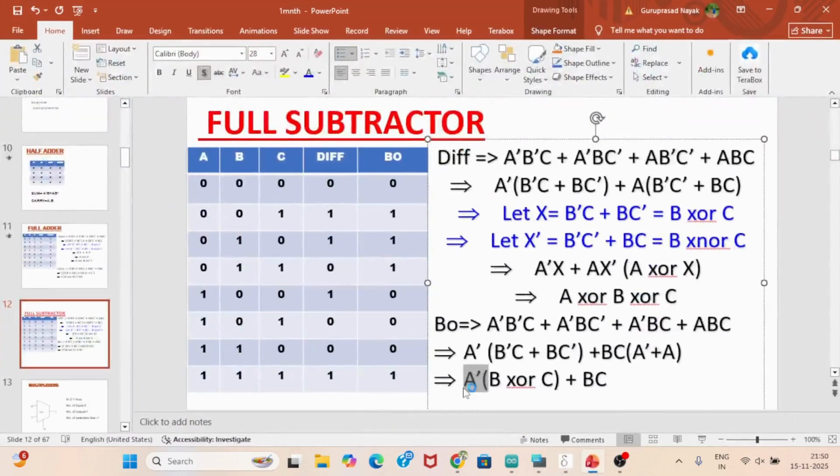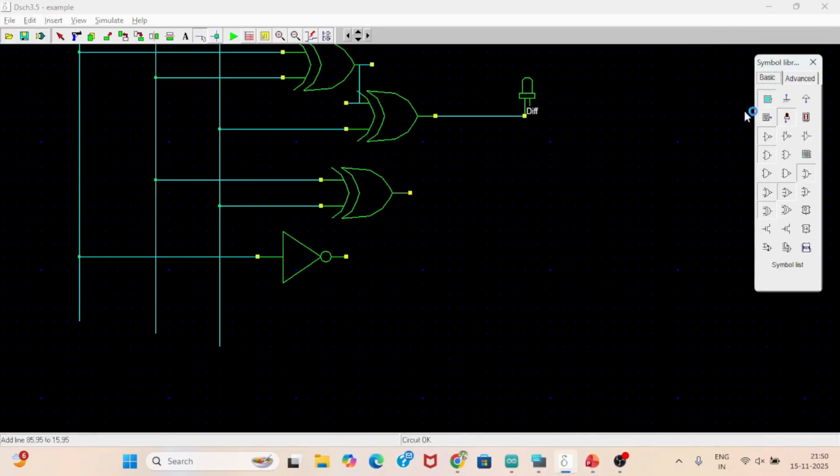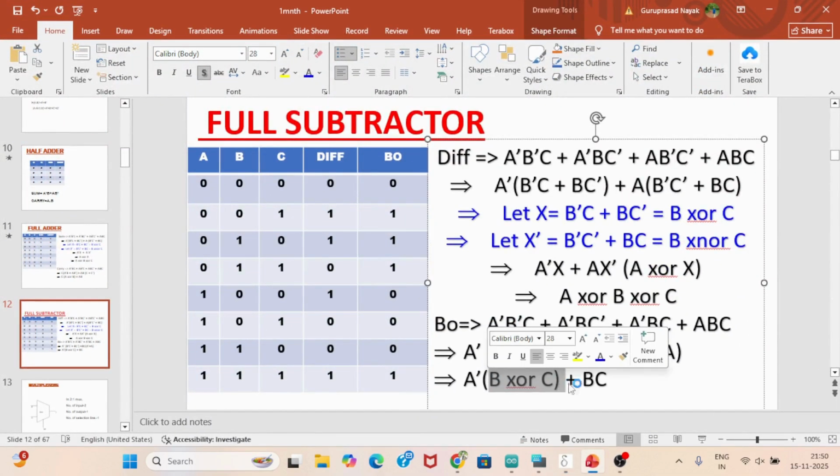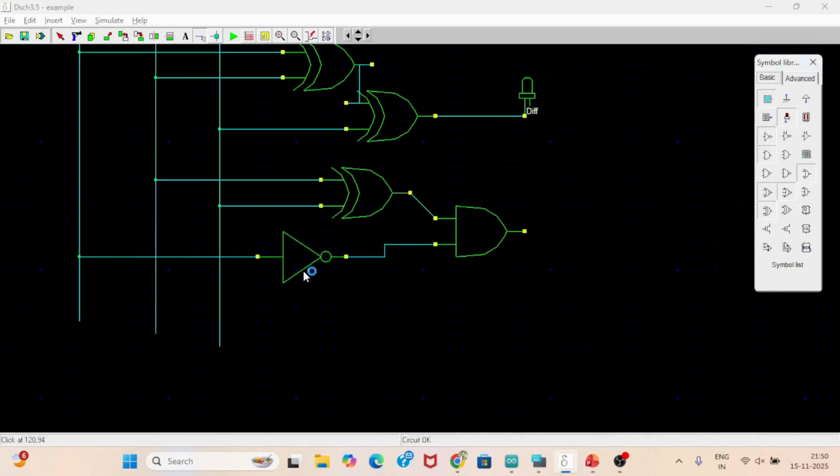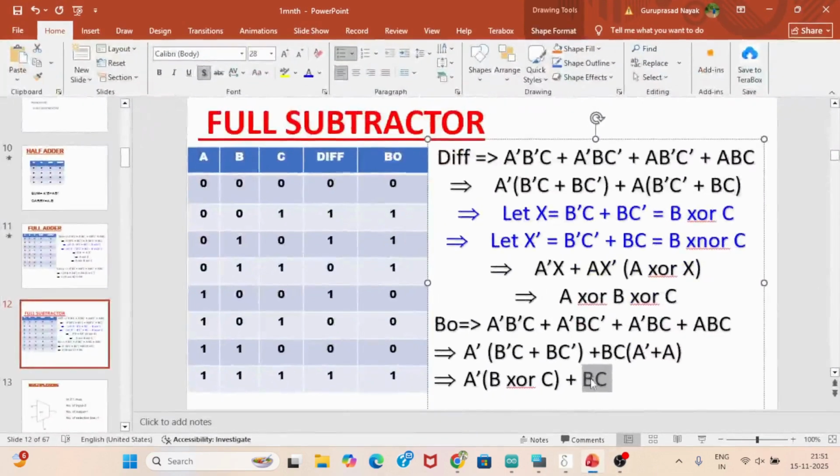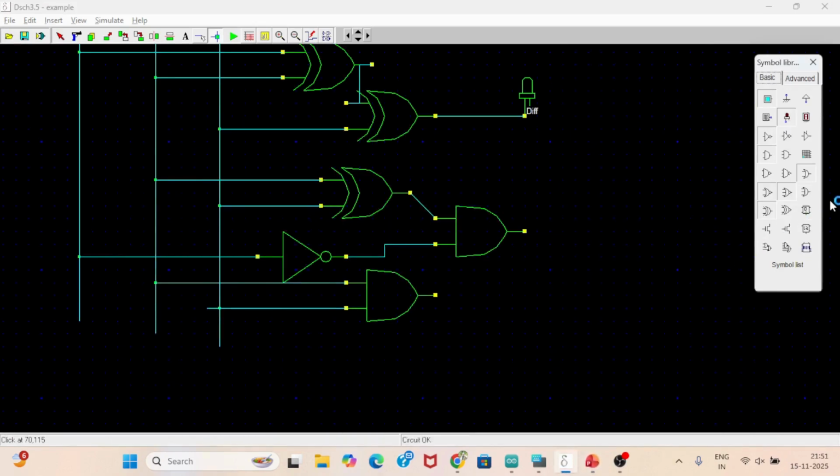Then plus BC. BC is B and C, so I need an AND gate, with one input B and the other C. Then we have to connect these two, and since there is a plus operation, I need a 2-input OR gate. I connect this as the borrow output. So I have designed my circuit.